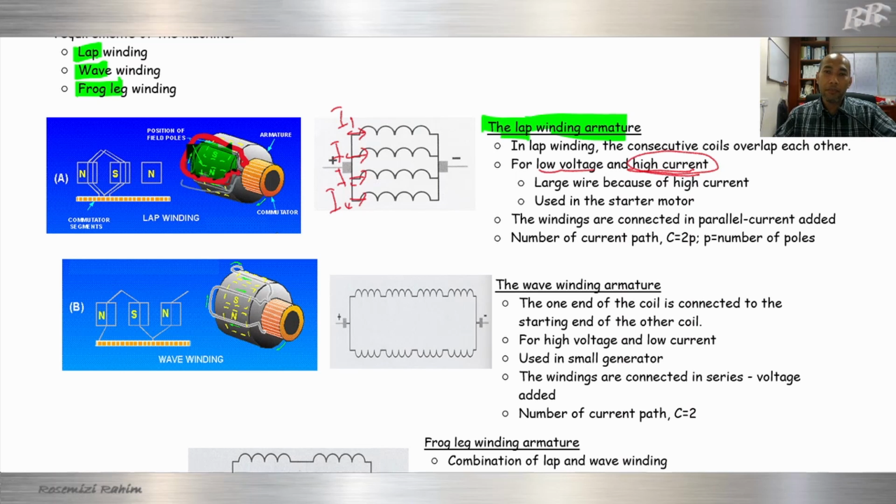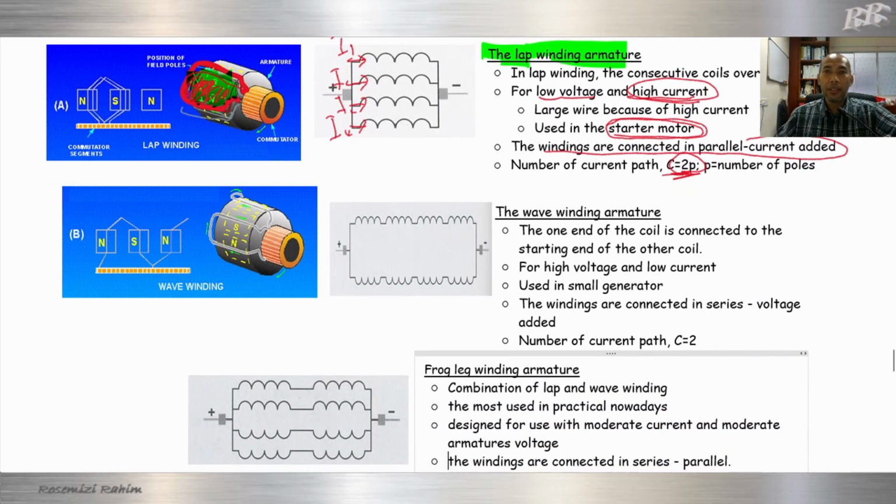Normally this type of winding is commonly used for starter motors. We know that to start the motor we need high current, so it is used in a starter motor. Okay, the windings are connected in parallel, so current. The number of current paths is equal to 2P, because we have one pole we share with each other, so that means we have 2 times P. Okay, that's one for lap winding armature.